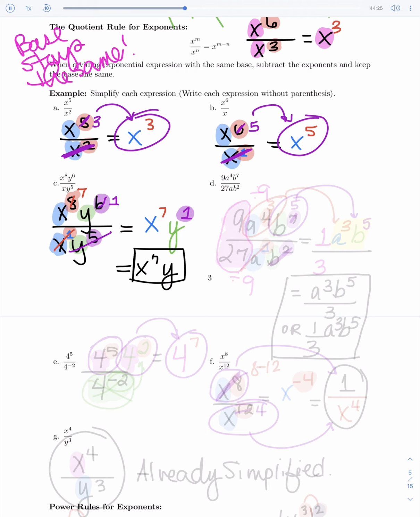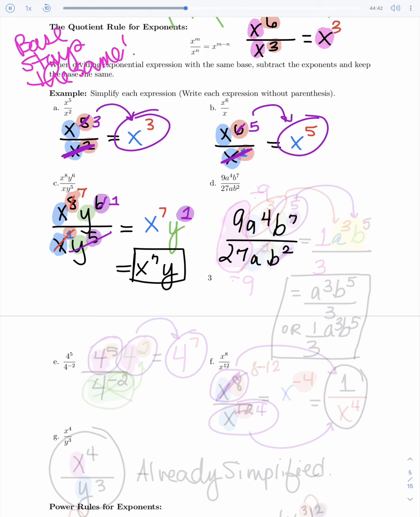And then that's our final answer. Let's take a look at D. In problem D, we've got 9 a to the 4th, b to the 7th over 27 a b squared.